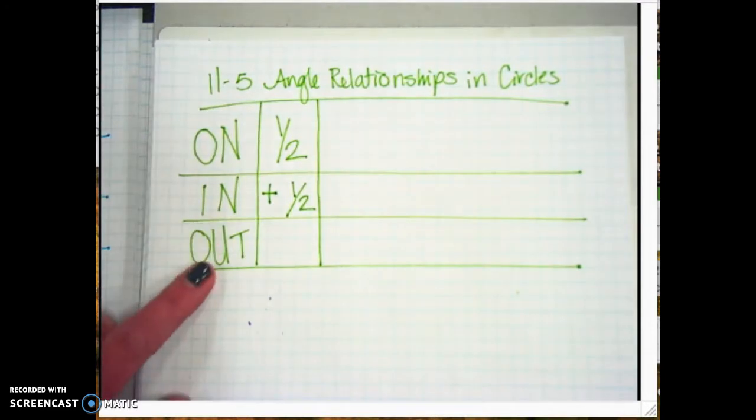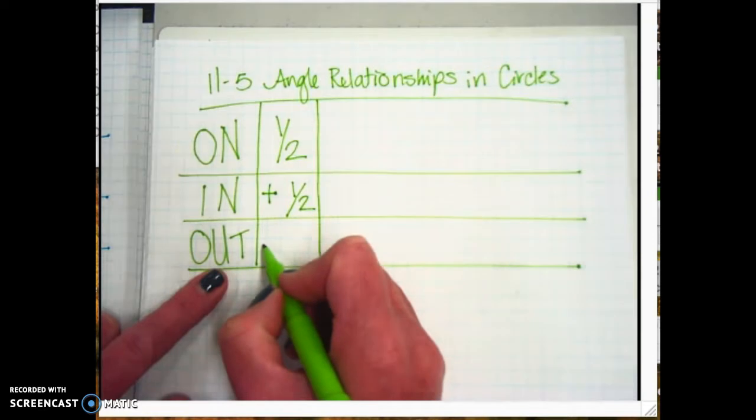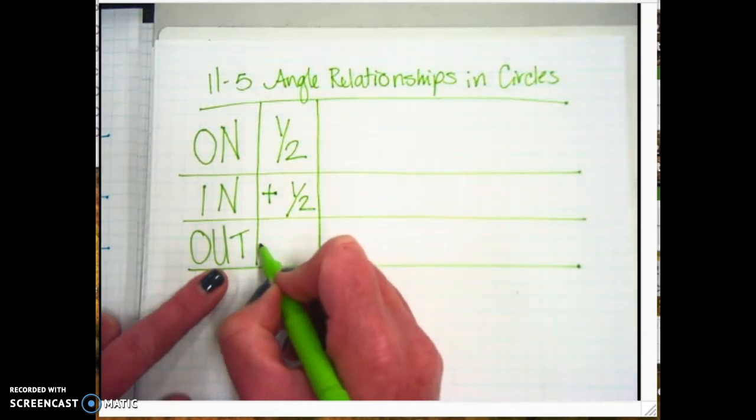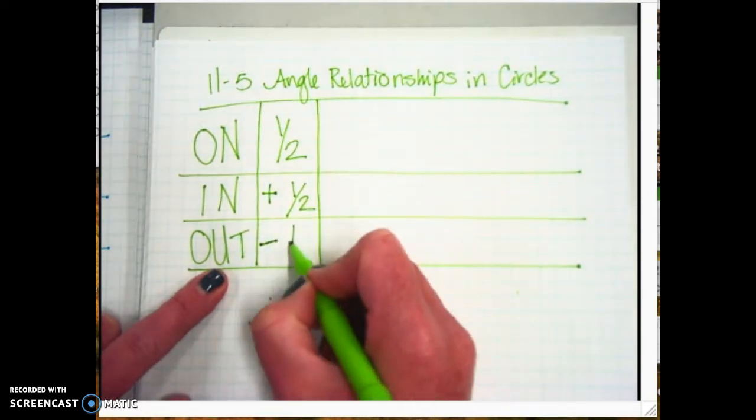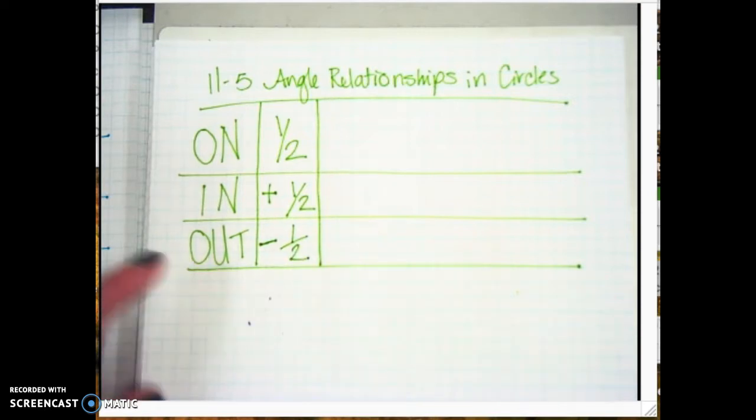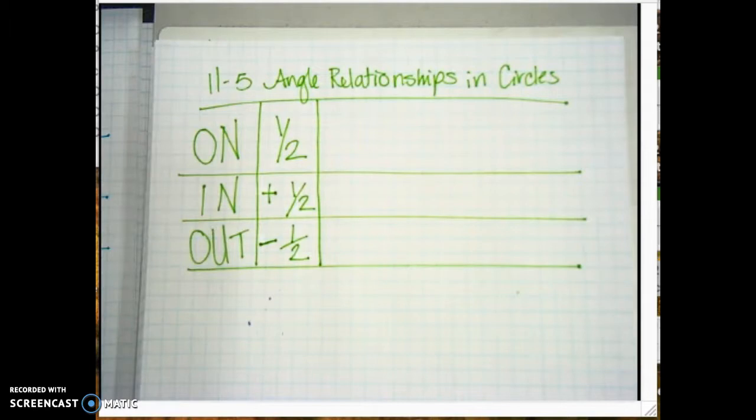Okay? The third relationship in the circles is going to be when the vertex ends up outside. For this one, you're going to take the two arcs and subtract them and then take half. This one's a little unique in that you want to make sure that you end up with a positive angle. So you want to take the larger arc minus the smaller arc, then divide by 2, so you don't end up in the negative.